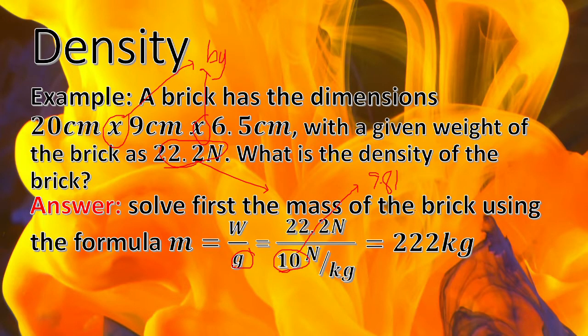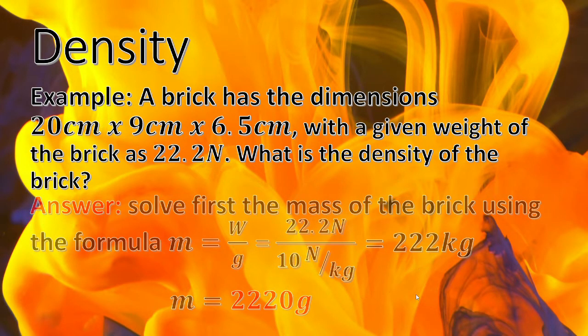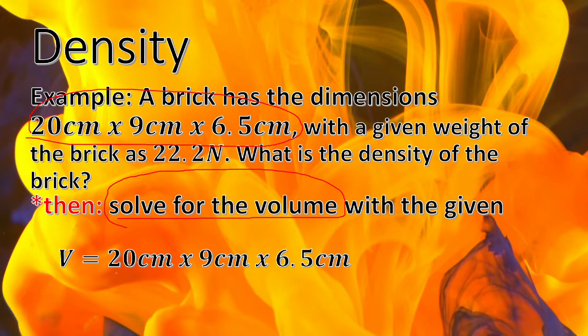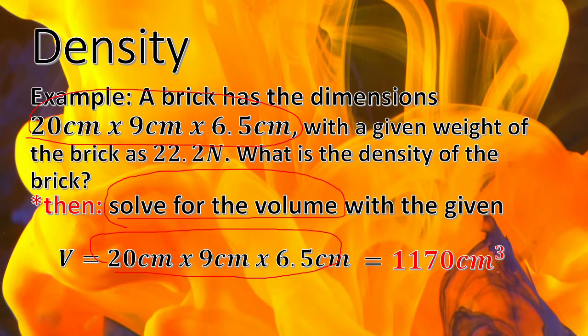But we're going to use grams in this matter, so we'll convert kilograms to grams. That would become 2,220 grams. Then the second step is we need to solve for the volume with the given, which is 20 by 9 by 6.5. You just need to multiply these values. That would give us 1,170 centimeters cubed. Because there are actually 3 centimeters here, when you multiply this, we will have the 3 at the top.